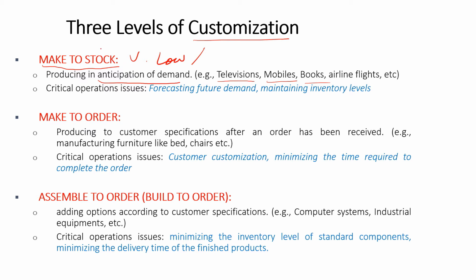And of course, the advantage of this make to stock operational strategy or manufacturing strategy is that the delivery lead time will be very low. Okay, because we have already produced the product and that product is in our inventory. So that means we will just deliver the product whenever we get the demand from the customer. Okay, so the main critical issue in the make to stock strategy is forecasting the future demand. So if we are not able to accurately predict the future demand, whether it will be a low forecast or a high forecast, there will be a problem.